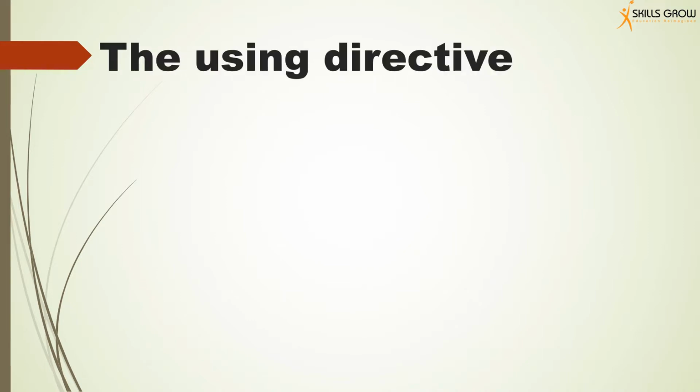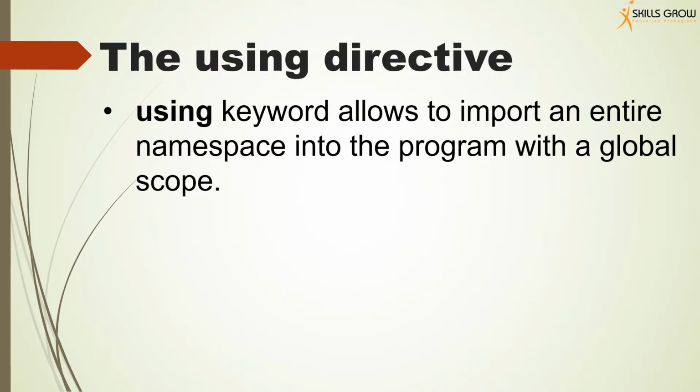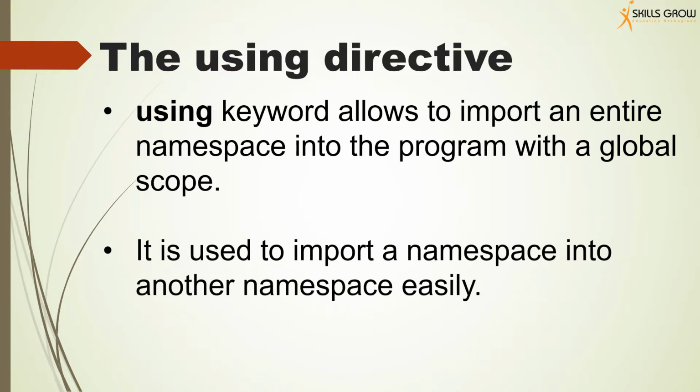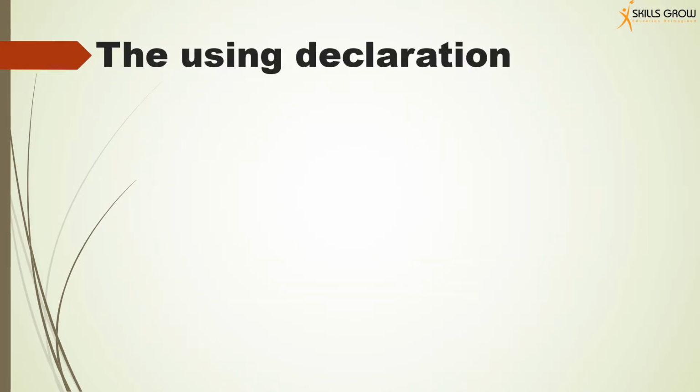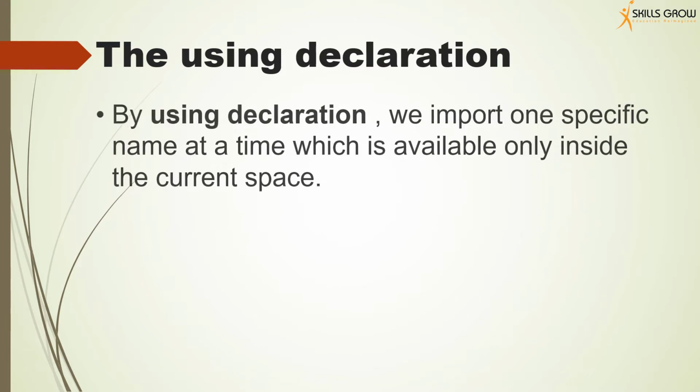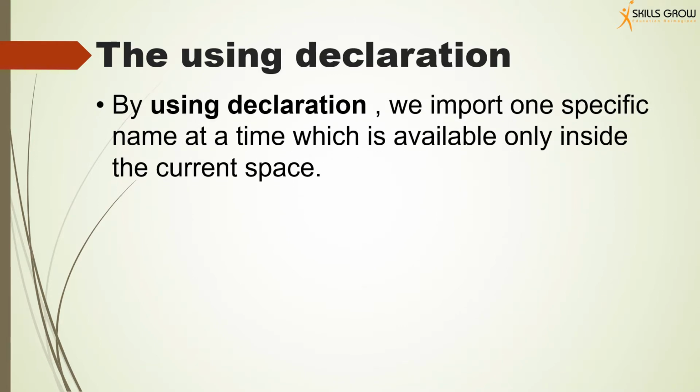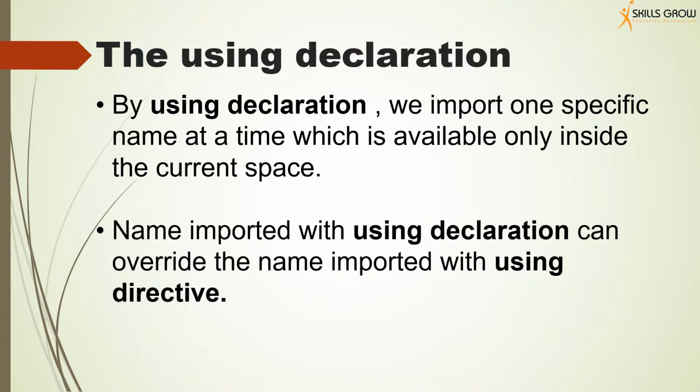The using directive. The using keyword allows to import an entire namespace into the program with a global scope. It is used to import a namespace into another namespace easily. The using declaration. By using declaration, we import one specific name at a time which is available only inside the current space. The name imported with using declaration can override the name imported with using directive.